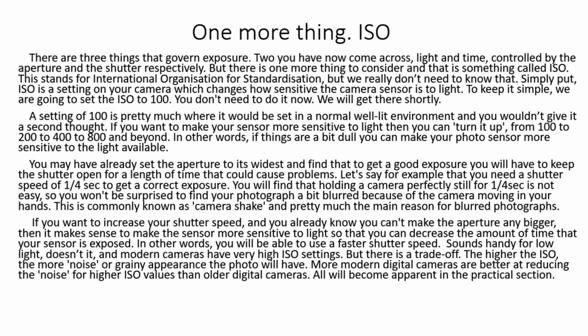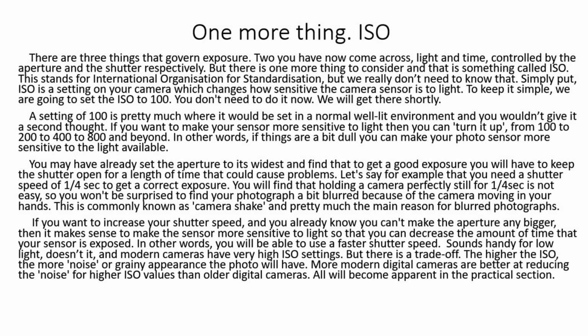One more thing. ISO. There are 3 things that govern exposure. 2 you have now come across: light and time, controlled by the aperture and the shutter, respectively. But there is one more thing to consider, and that is something called ISO. This stands for International Organization for Standardization, but we really don't need to know that. Simply put, ISO is a setting on your camera which changes how sensitive the camera sensor is to light.